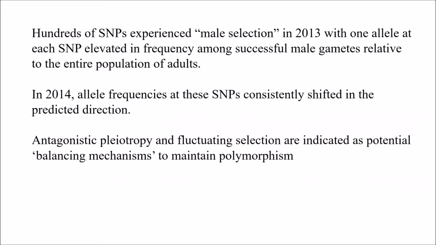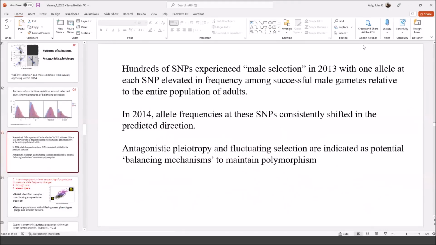So to summarize this part of the talk, let me check where I am with time here. Hundreds of SNPs experienced male selection in 2013, with 1 allele at each SNP elevated in frequency among successful male gametes relative to the entire adult population. In 2014, allele frequencies at these SNPs consistently shifted in the correct direction, and antagonistic pleiotropy and fluctuating selection are indicated as potential balancing mechanisms.